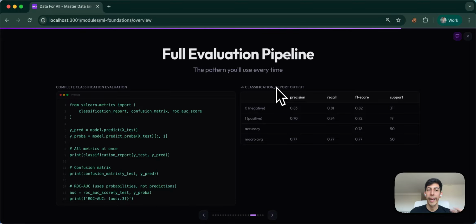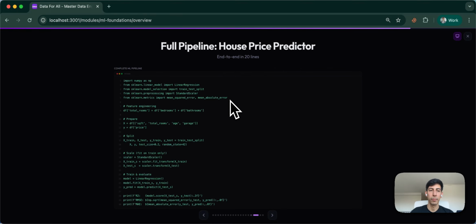Train the model, get predictions, and then pull every metric at once with classification report. That one function gives you precision, recall, F1, and support for each class. Confusion matrix shows you the raw numbers, and ROC-AUC score gives you the area under the ROC curve. 0.5 means random, 1 means perfect. This is the standard evaluation pattern. Every time you train a classifier, run this, no exceptions.